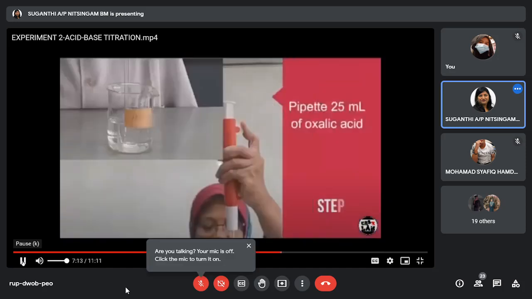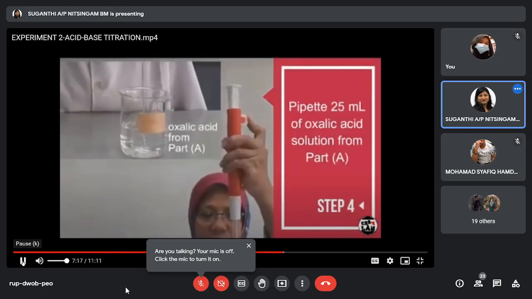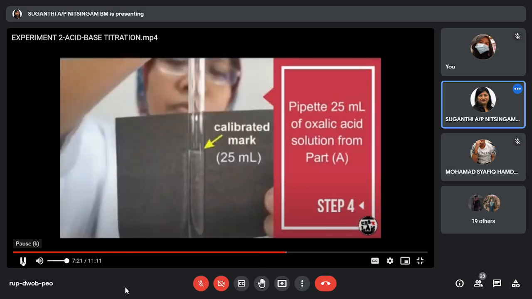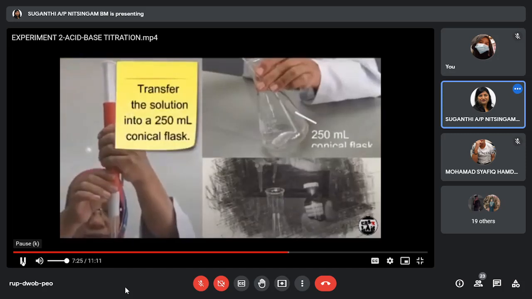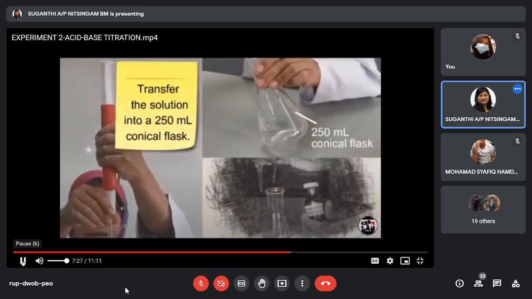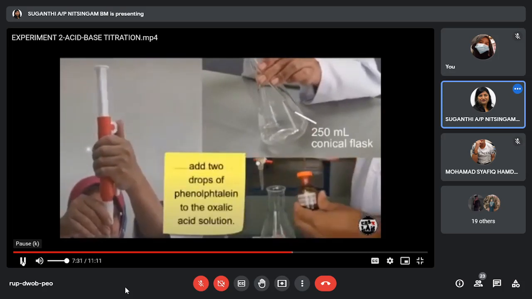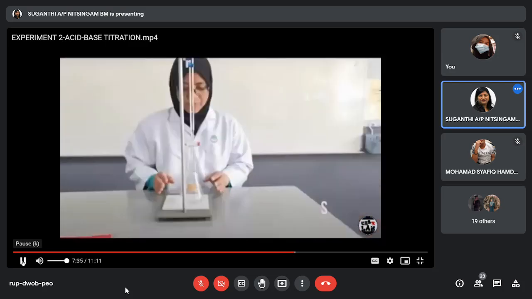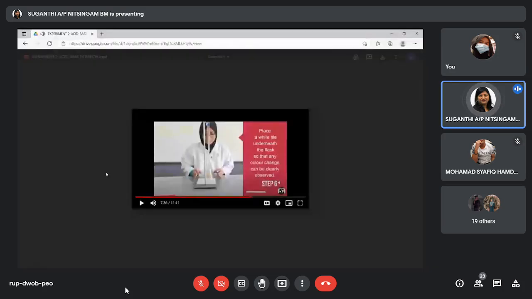Step 4, 125 ml of oxalic acid solution. Transfer the solution to a 200 flask, add 2 drops of indicator to the oxalic acid solution. Okay, the titration part we will look at next week.